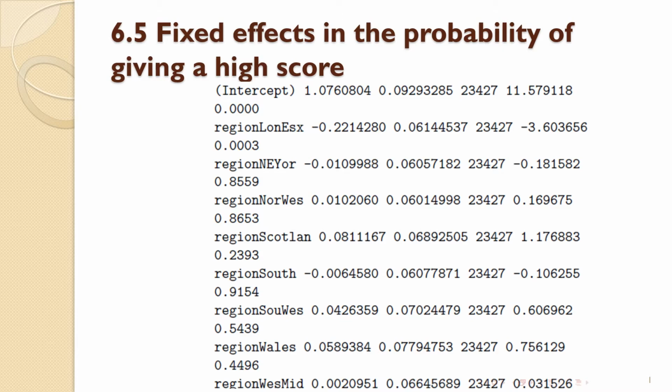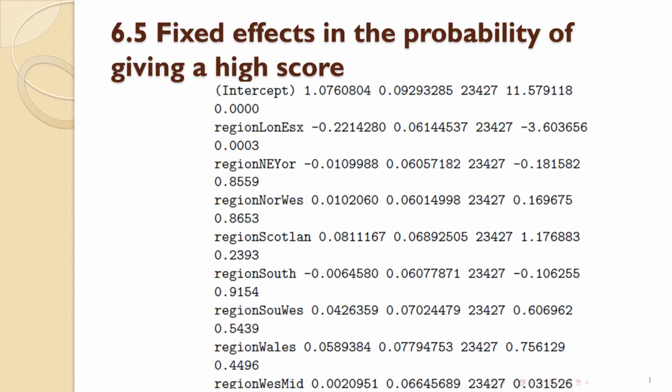So for instance, for the London Essex region, the p-value is 0.0003. For the North East Yorkshire region, the p-value is 0.8559. And if we go through, only the p-value for the London Essex region is significant. So what this means for the data example here is that this is noteworthy because we're getting the same regional effect identified using a different method.